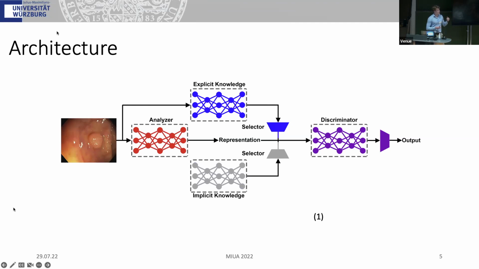Yeah, so this is the YOLO architecture, and it has some kind of structure like an encoder-decoder network. So you have the analyzer, you have explicit and implicit knowledge, which are both learned with different encoder architectures. And then afterwards you have a decoder and a discriminator, which will then in the end output the bounding boxes that were then used for the actual predictions.